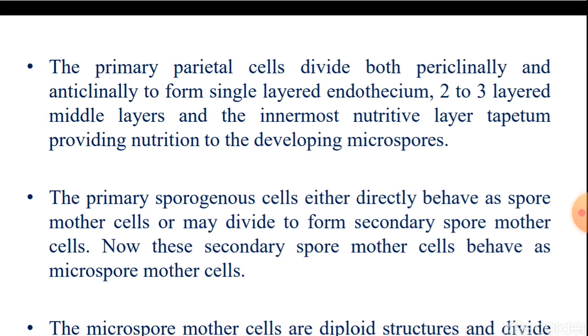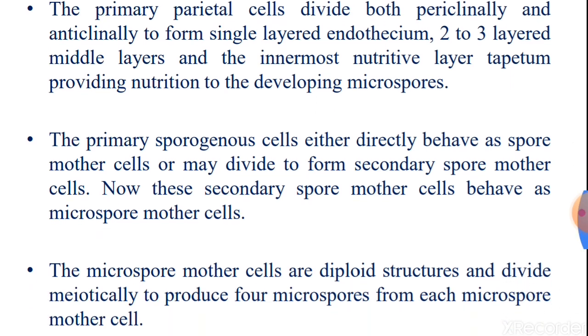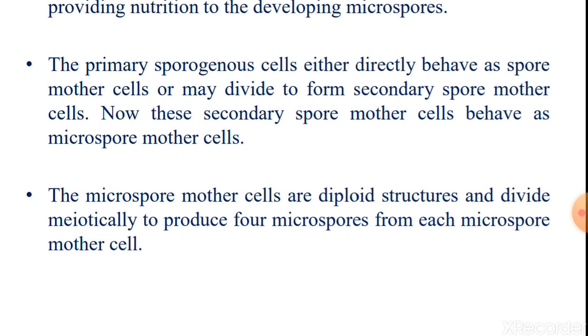Now the primary parietal cells divide both periclinally and anticlinally to form single layered endothecium, 2 to 3 layered middle layers, and the innermost nutritive layer, tapetum. And this tapetum is providing nutrition to the developing microspores. The primary sporogenous cells either directly behave as spore mother cells or may divide to form secondary spore mother cells. Now, these secondary spore mother cells behave as microspore mother cells.